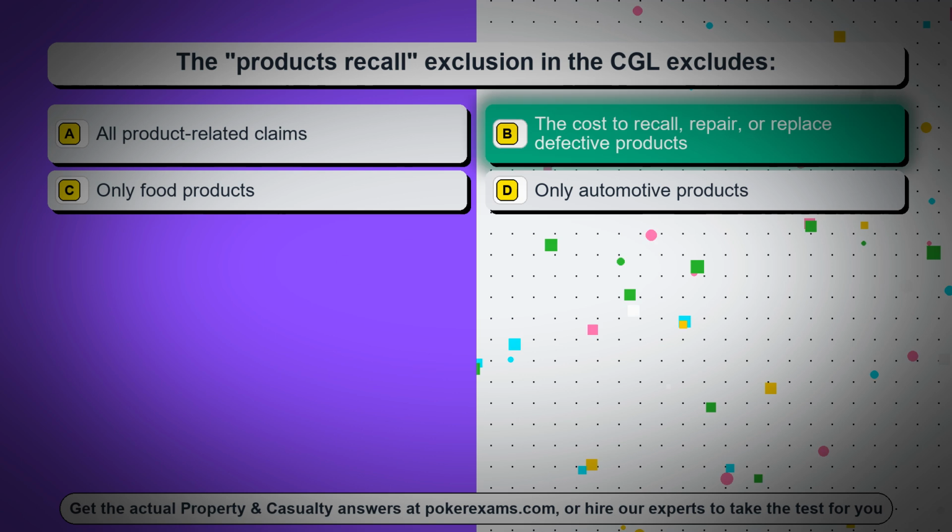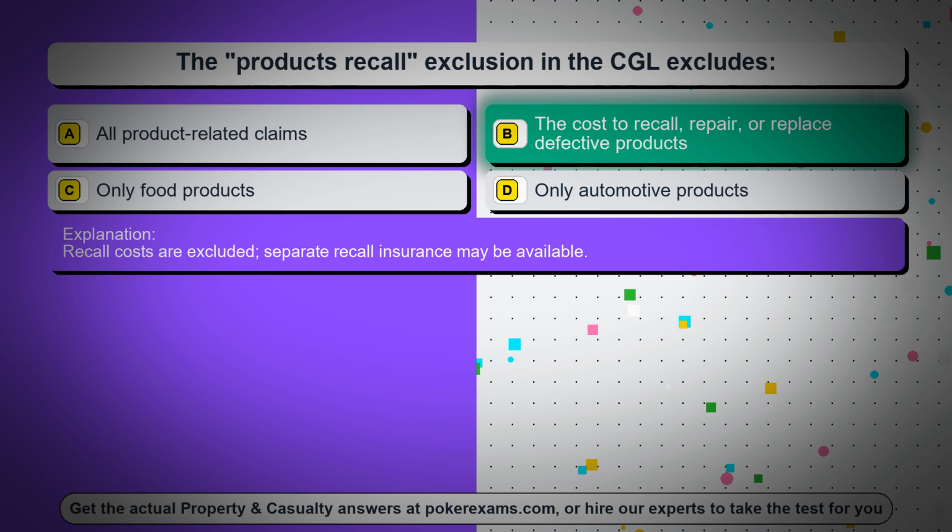The correct answer is option B, the cost to recall, repair, or replace defective products. Recall costs are excluded, separate recall insurance may be available.